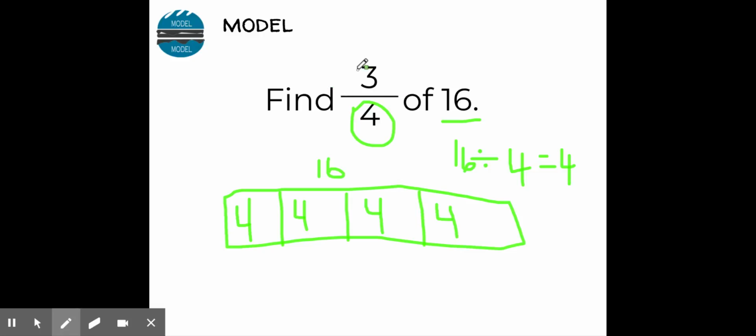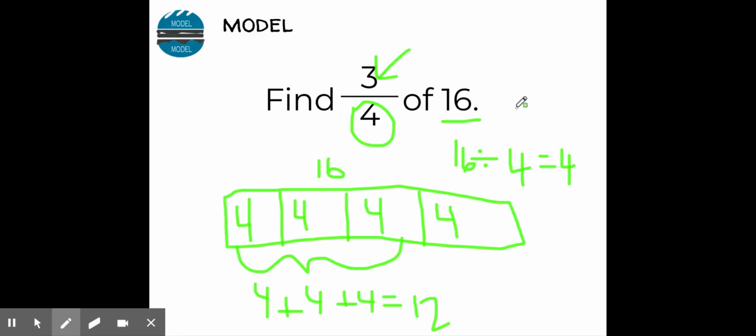If I want to find 3/4, now it's time to look at the numerator. Then I'm going to collect 3/4 of my model. When I do that, I have 4 plus 4 plus 4, which is equal to 12. So when I need to find 3/4 of 16, I know that it equals 12.